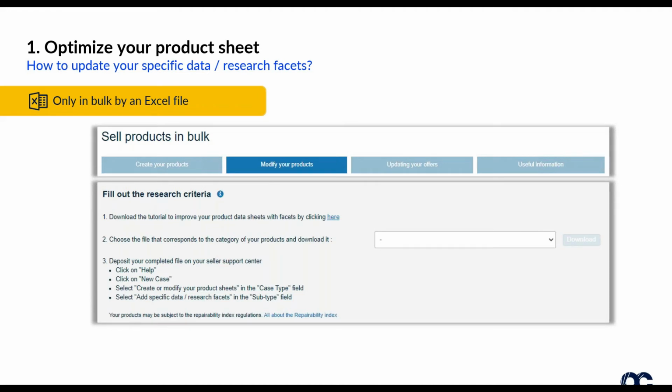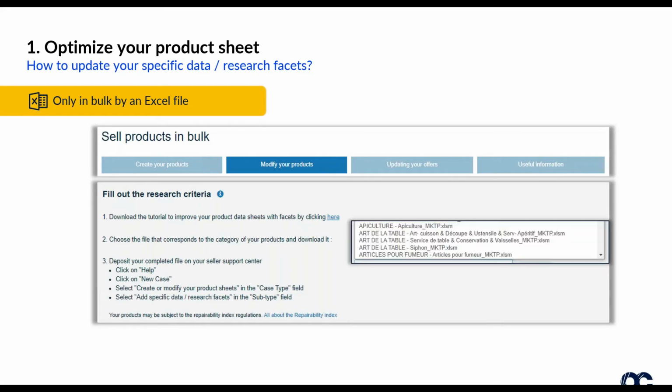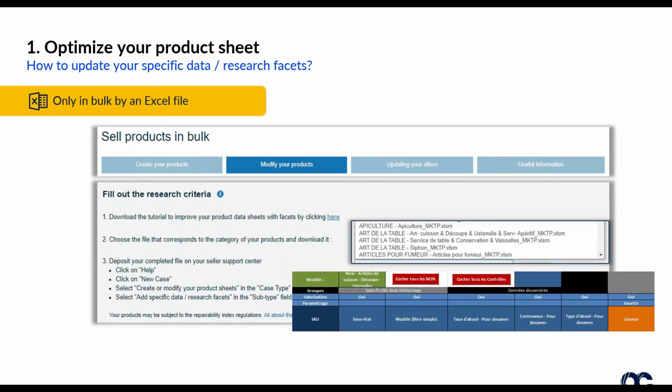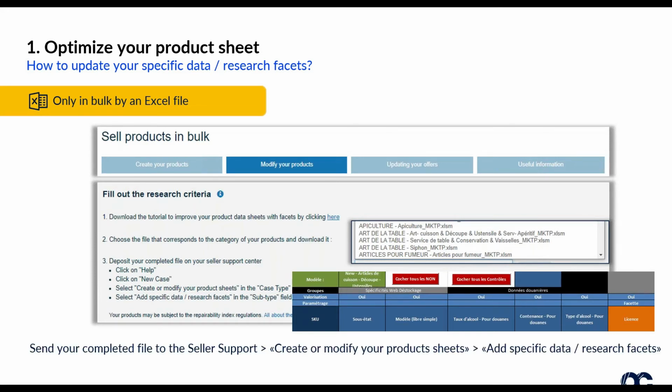So you must select the category of your product and download the correct integration template. Once your file is complete, you just have to attach your completed file in a new request to the seller support. The new request will have the case type create or modify your product sheet and a subtype add specific data or research facet. You can consult our guide to complete your file, so just click here to receive our guide.